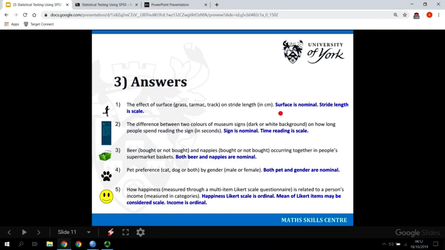So here's the answers. We've already done the first one. For the second scenario, we've got colour of museum sign. We can categorise it as dark or white, and so that's nominal. For how long we record people reading the signs, we're recording that in seconds, so we'd end up with scale data in seconds.